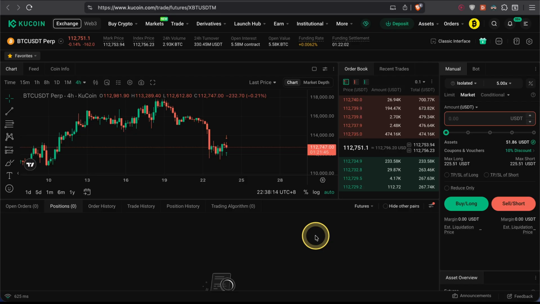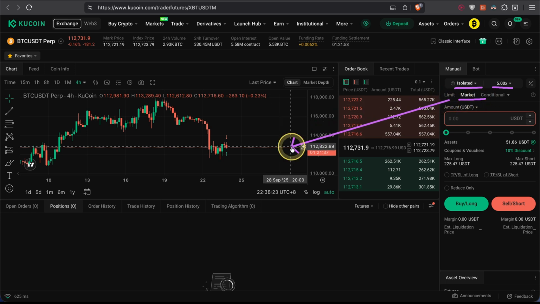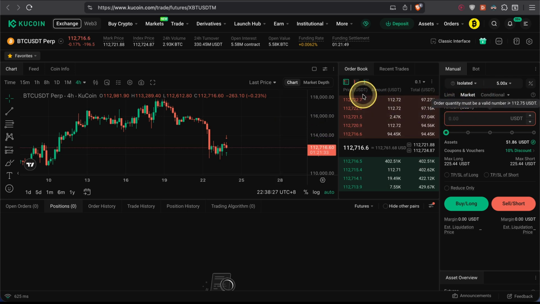To open this trade on KuCoin, I'm simply going to go here to the right, set the margin mode to isolated and the leverage to 5x. For the order type, I'm going to choose market to open the order immediately. And here I can now type in the position size. I currently only have $50 available on this account, so I can't go for the full 1,000, but I'm simply going to go for a quarter, so around about $250.